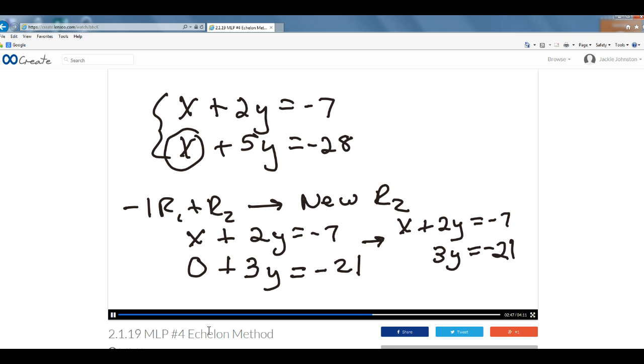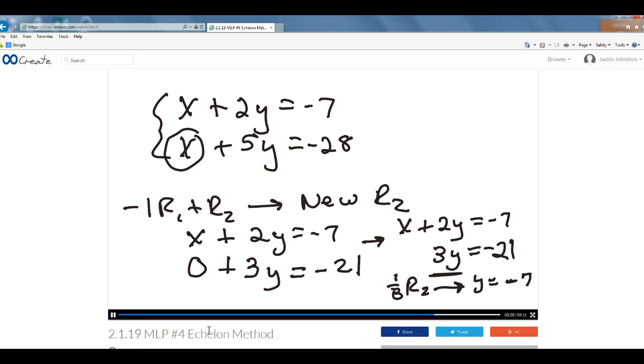At this point, if we're doing the row echelon or the echelon method, I want this to become 1. Well, how can that become 1? That's my row 2, so what I'm going to do is multiply row 2 by 1/3, and that will give me my new row 2. When I multiply row 2 by 1/3, that gives me y equals negative 7. So that would be my new row 2.